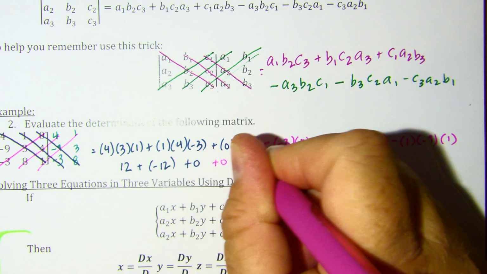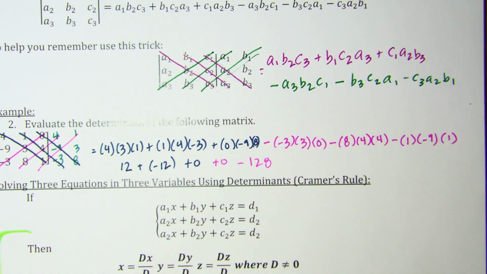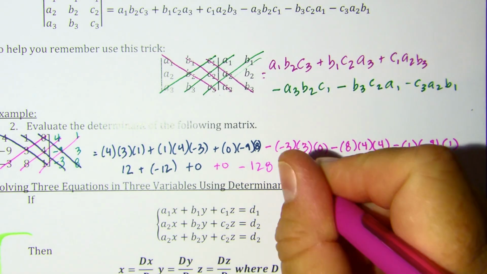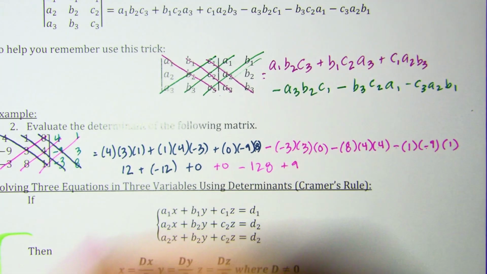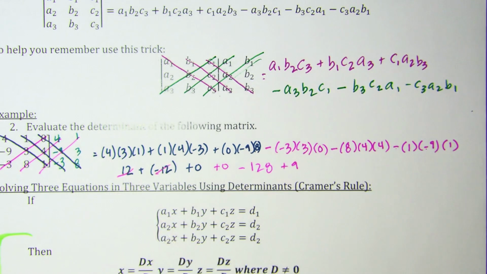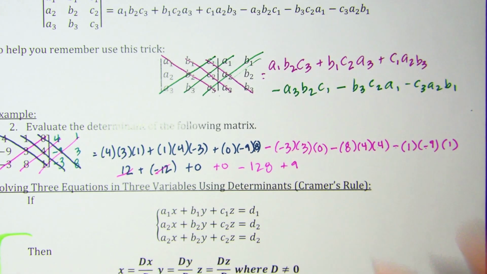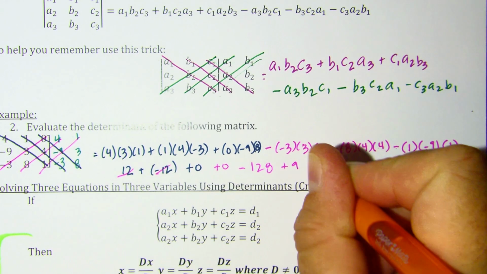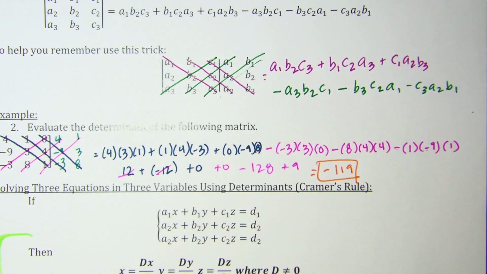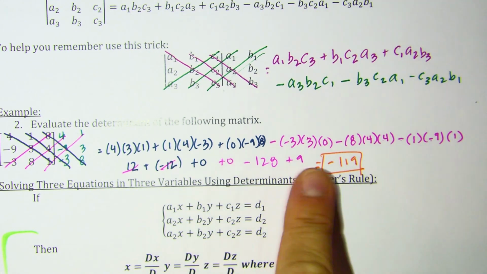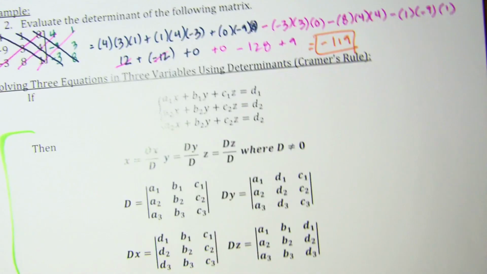So minus 128. And then a negative times a negative is a positive. 9 times 1 is 9. So the 12 and the negative 12 cancel out here, and I have negative 128 plus 9, which gives me negative 119. Okay. So the calculations here, I did it all by hand, but you can do a lot of these calculations in your calculator.